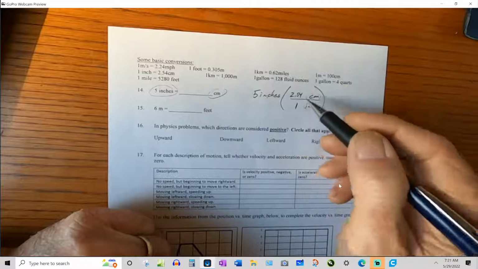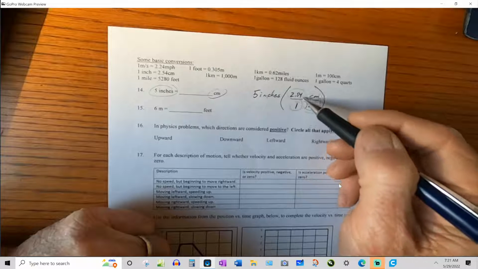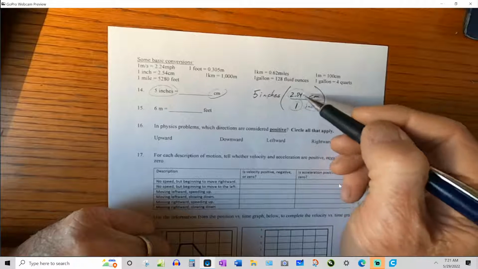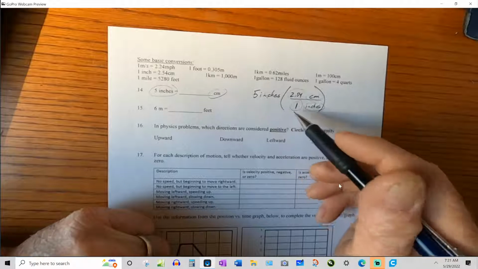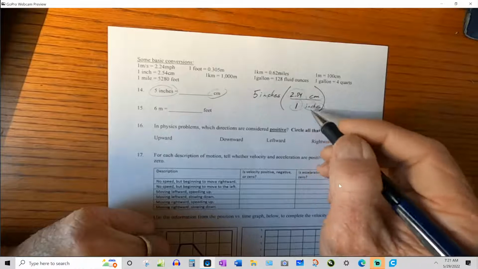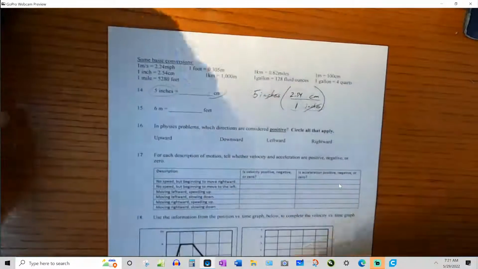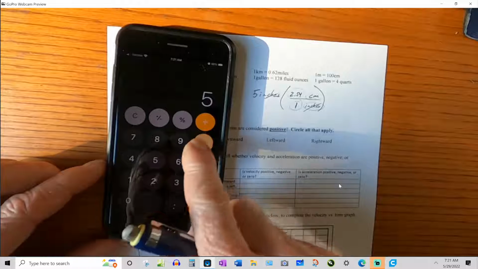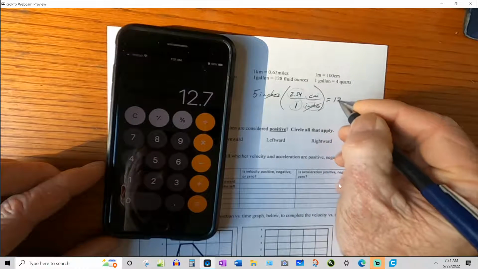So what I'm doing here is, since this is equal to that, this divided by this is 1. And you can multiply anything by 1 and get the same thing, but the clever thing here is that I'm going to get different units. So inches on top, inches on the bottom, they cancel out and I'm left with centimeters. So I just need to multiply 5 times 2.54. 12.7.